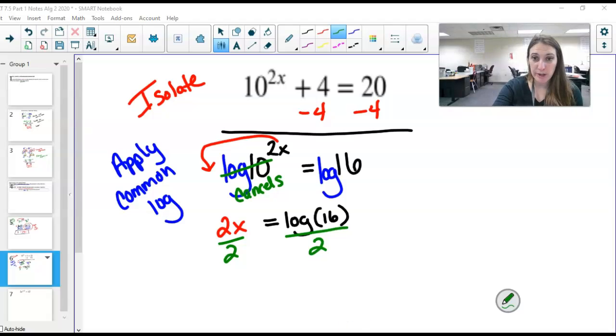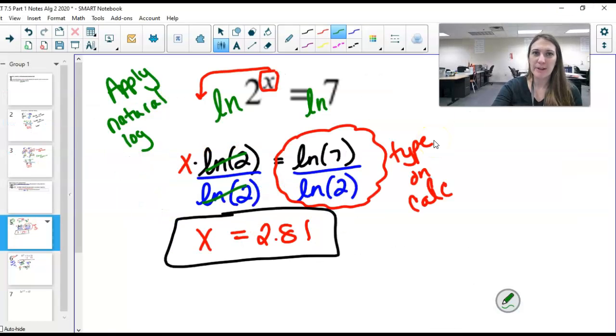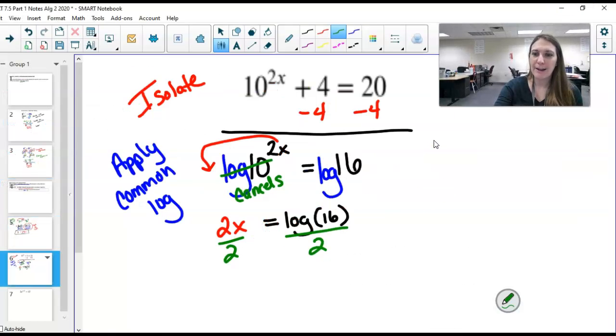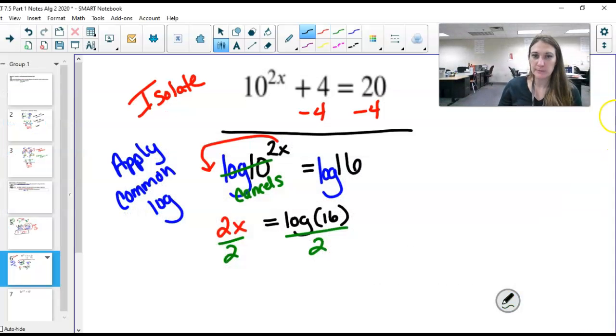I forgot the answer. Okay, try again. Where are we at? 0.6. Did it say round anywhere? Of course not. All right, let's go to the 100th place at least then. 0.60.